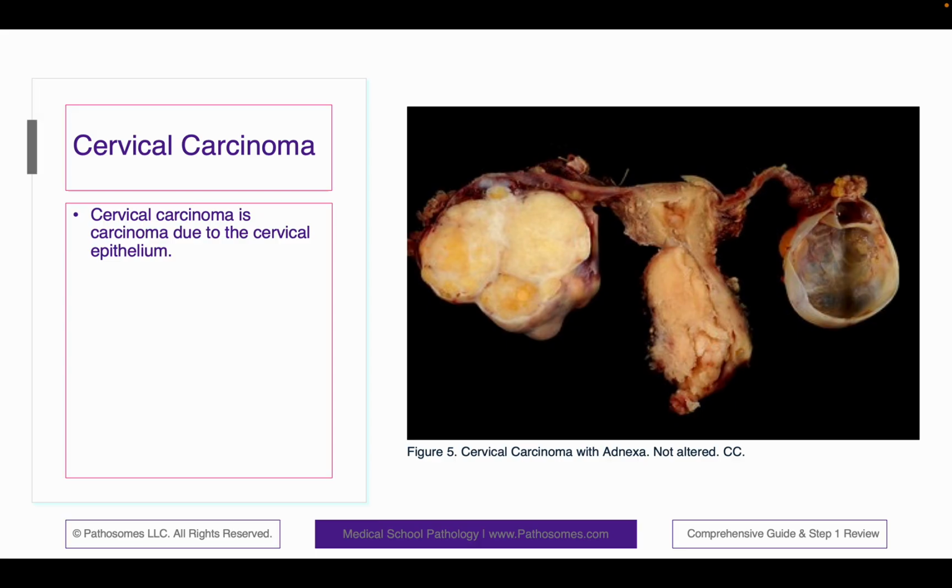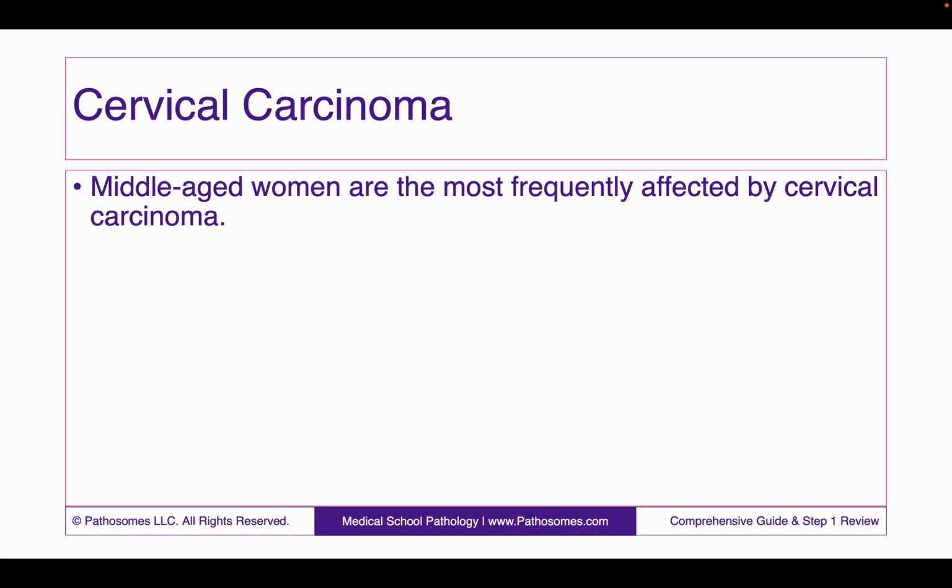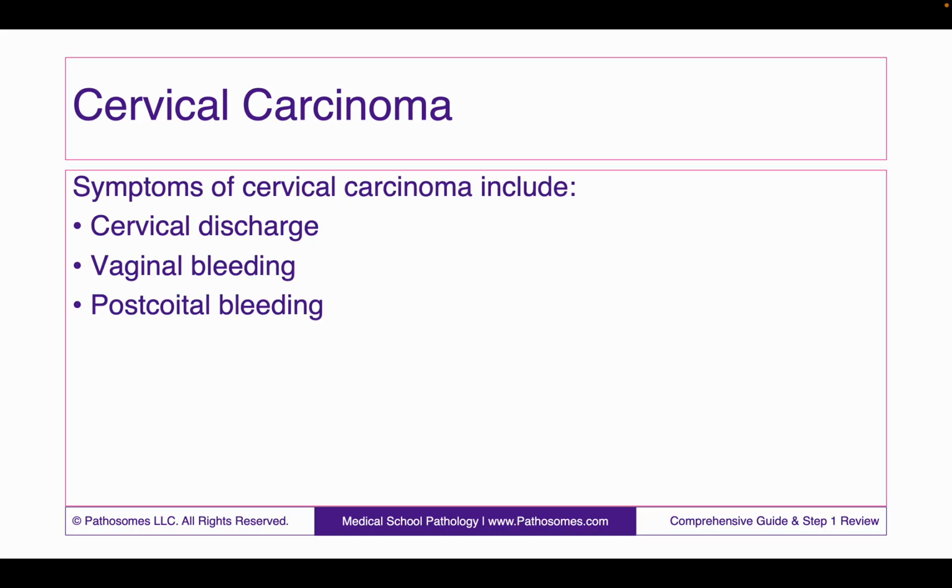Now, carcinoma of the cervix. Cervical carcinoma is carcinoma due to the cervical epithelium. As you can see here in this image, cervical carcinoma looks like it's gotten up into the adnexa. Middle-aged women are the most frequently affected by cervical carcinoma. And symptoms of cervical carcinoma include cervical discharge, vaginal bleeding, and postcoital bleeding.